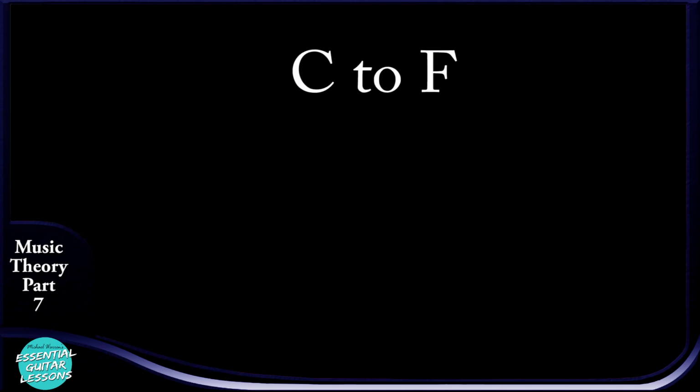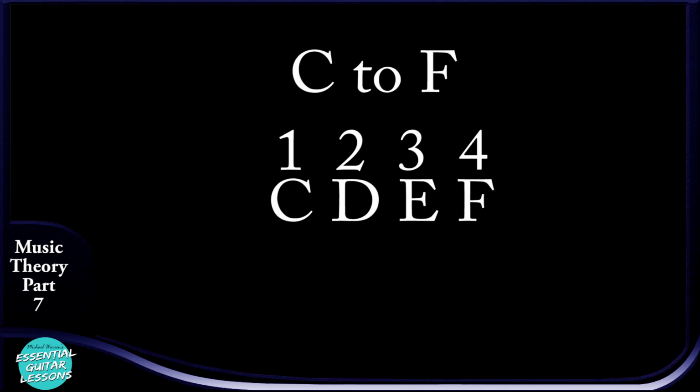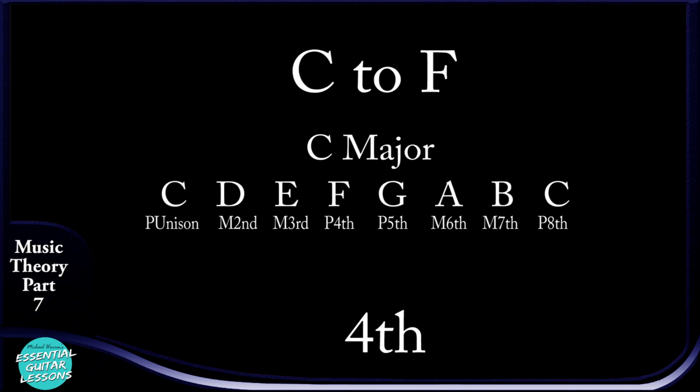So let's do some. Let's start with C to F. So we do our count first. We have C, D, E, F. So that's a 4 there, or a fourth. So now we just bring up our C major scale because that's our starting note. And by looking at our major scale, we know the intervals. C to F is a perfect fourth because that's the way the major scales are. So that's nice and easy. C to F is a perfect fourth.